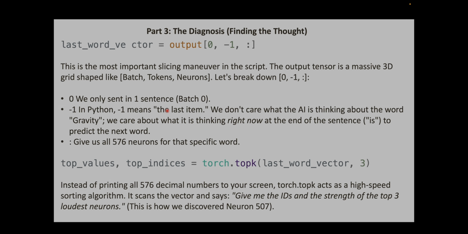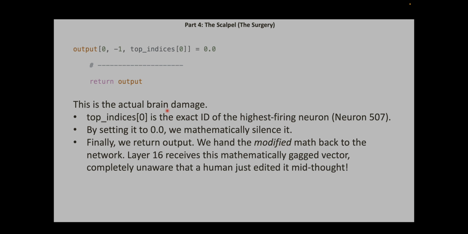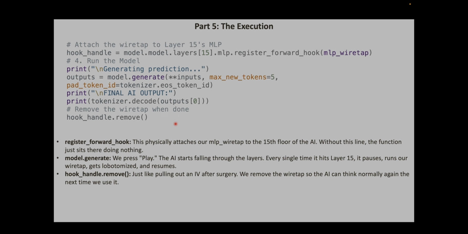And then what I did was, I basically now passed it back to the MLP pattern, you can see. So this registered forward hook is another thing. This physically attaches our MLP wiretap to the 15th floor of the AI. So till the 14th floor, everything is fine. Layer 14, everything is fine. On layer 15, we injected this.